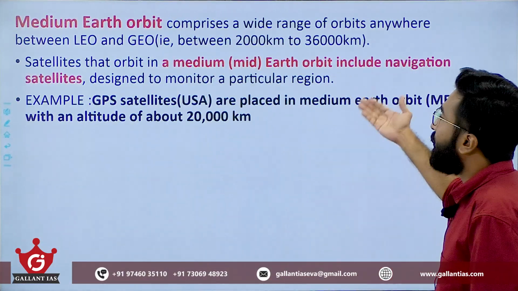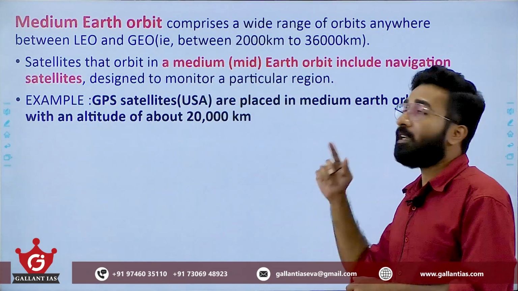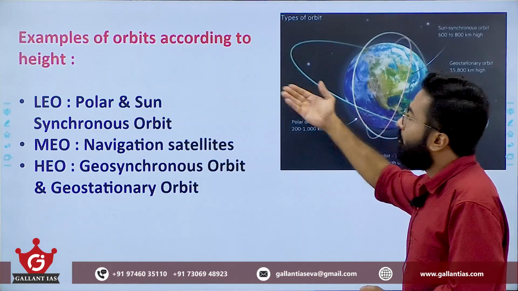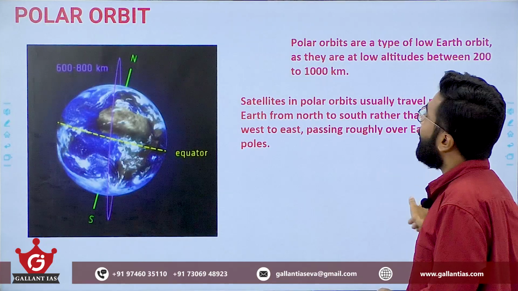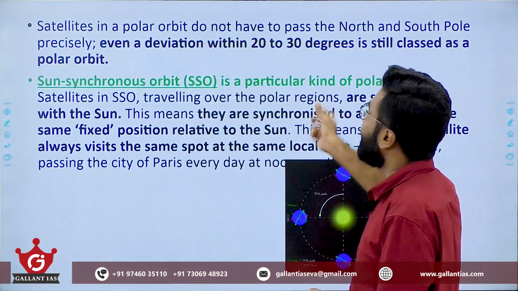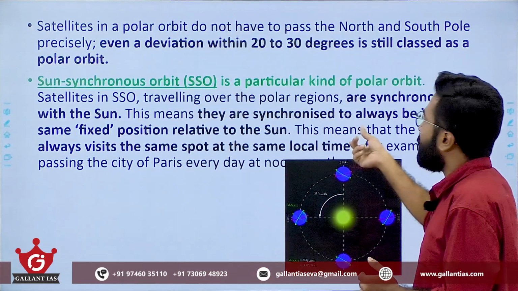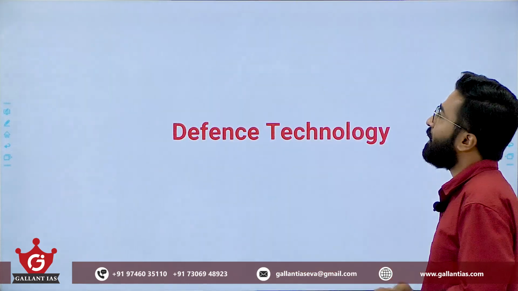Then, we'll be talking about medium Earth orbit and the kind of satellites that are orbiting in medium Earth orbit. Then about low Earth orbit and its different types. We'll be talking about polar orbit and sun synchronous orbit. Actually, polar orbit and sun synchronous orbit are the same but with a thin line of difference. Sun synchronous orbit is just a type of polar Earth orbit. So what is it? We will be discussing in our module course.